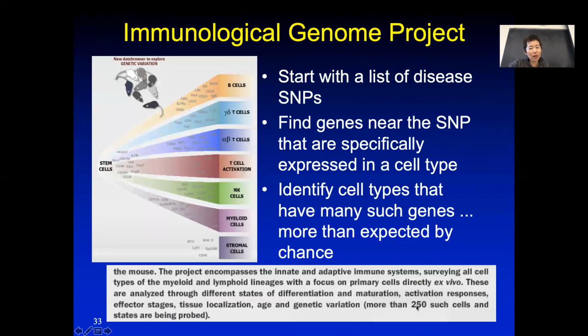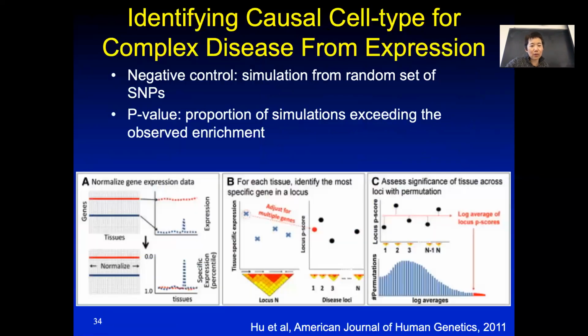so in this study, there are more than 250 different cell types related to blood. Which one is the one related to rheumatoid arthritis? I can show you how one study solved this question. So they do it like this.